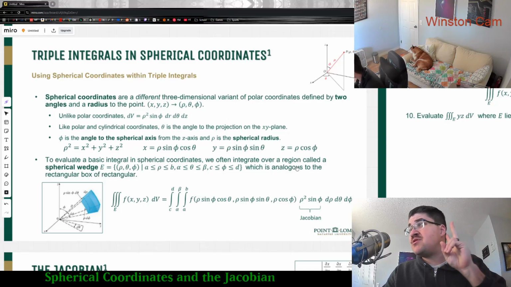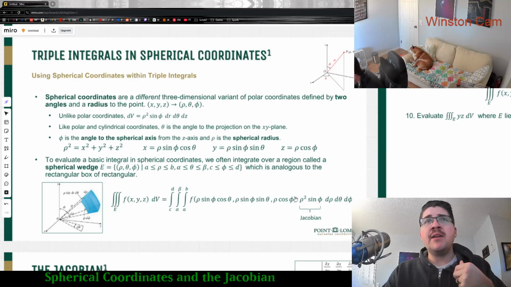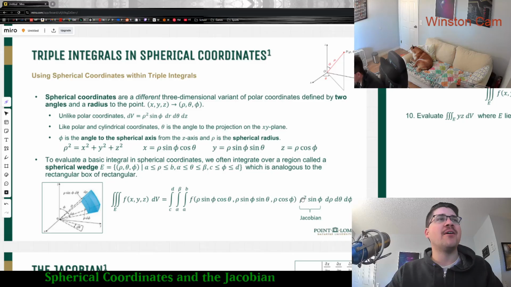But essentially, because we have two angles which are both measured in radians, non-unitary measurements, we need to multiply by rho in both cases to ensure that our volume has three-dimensional units. And the sine phi is also important for compensating for phi.